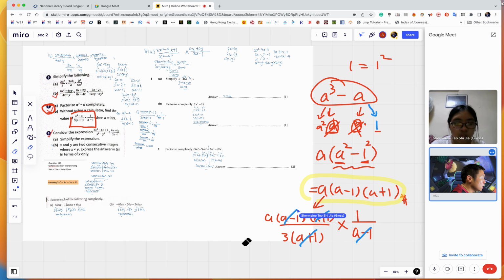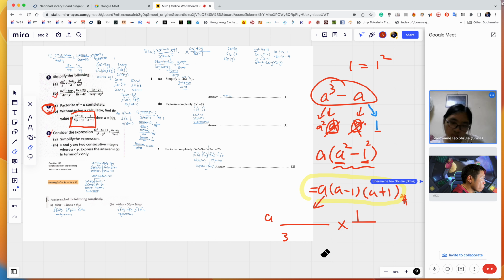Okay, very good. So in a way, if you can use the eraser, basically this one is gone. This one is gone. This one is gone also, right? So you are left with a over 3 times 1, which is a over 3, right?